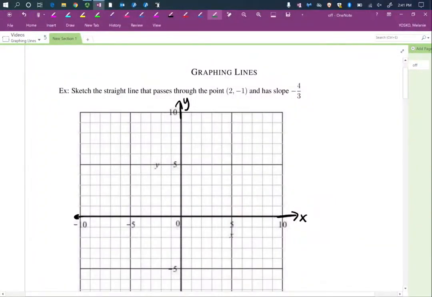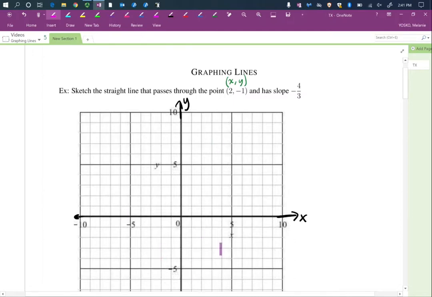Graphing lines. So we're going to sketch the straight line that passes through the point (2, -1) and has slope -4/3. A couple things to remember. We have a point here, and when we are looking at a point in our Cartesian coordinate system, or in the xy plane, we know the points go x, y. And notice we have labeled our axes here. This is the x-axis, this is the y-axis.